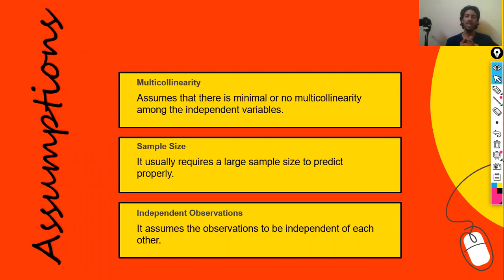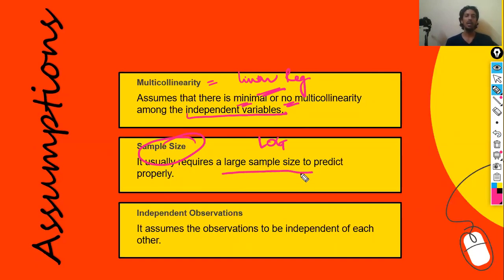Now, what are the different assumptions that we would want to follow when you're working on logistic regression in specific? The first one is multicollinearity. When you're working on logistic regression, guys, there should be minimal or no multicollinearity among independent variables. This is the same rule for linear regression as well, if you people remember. The second one is sample size. Logistic regression requires a large sample size.